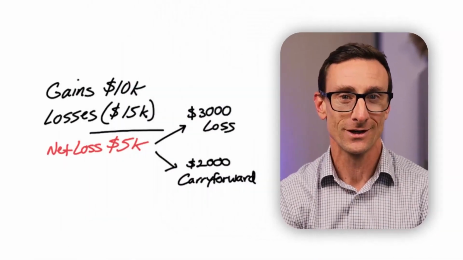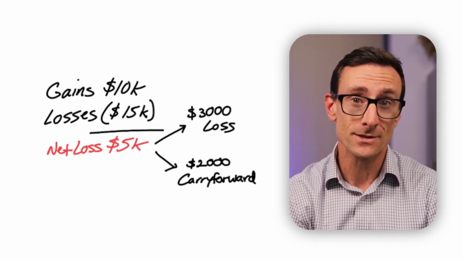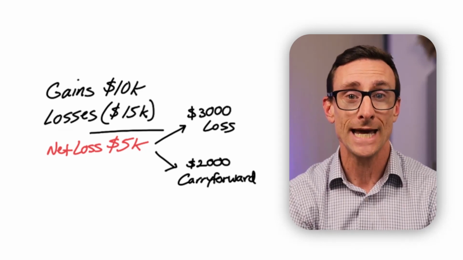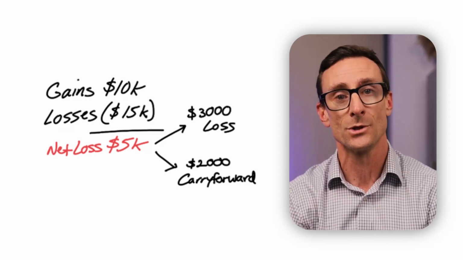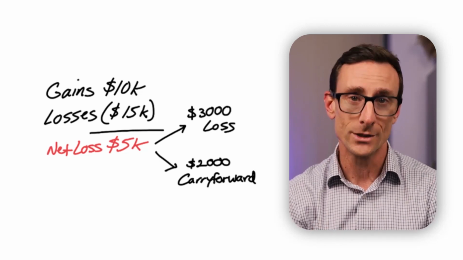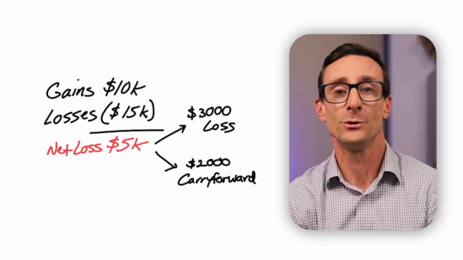Let's say you add up all your gains and losses for a tax year. Your capital losses offset your capital gains, and in this example, you still have a $5,000 net loss. After offsetting gains, then you're allowed to take $3,000 of tax losses per year to further offset your ordinary income. Any excess above that, you can carry forward to future years.